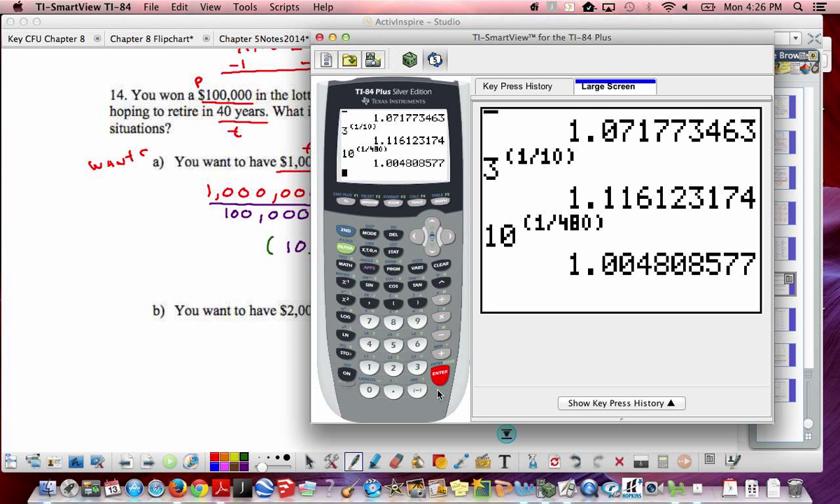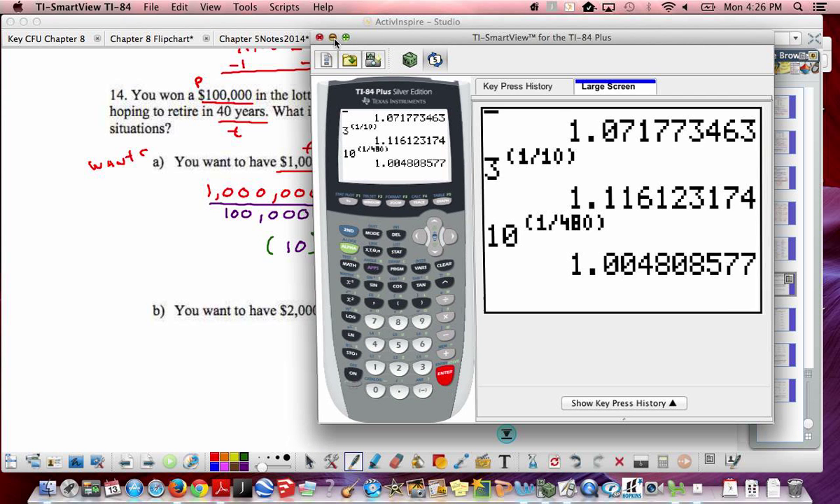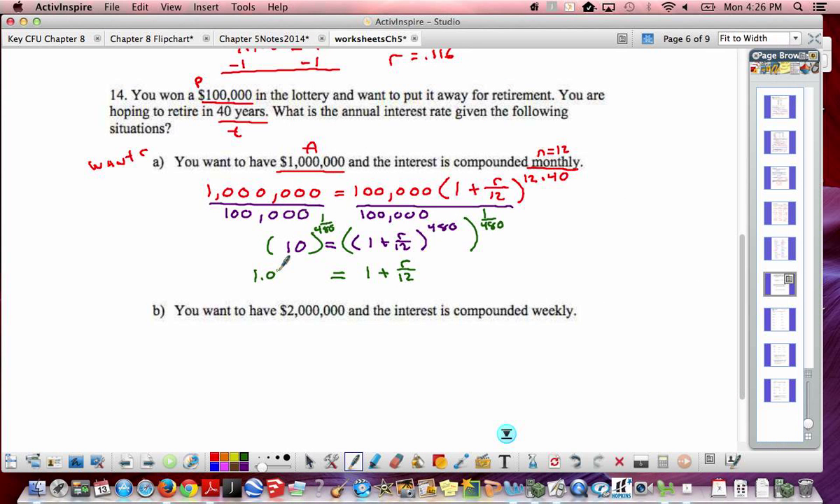1.0048 is what I'm going to note. So now I have to subtract the 1. Whoops, didn't mean to write the divide there, so I'll take that away. So subtract the 1. So now I have 0.0048 is equal to r over 12.